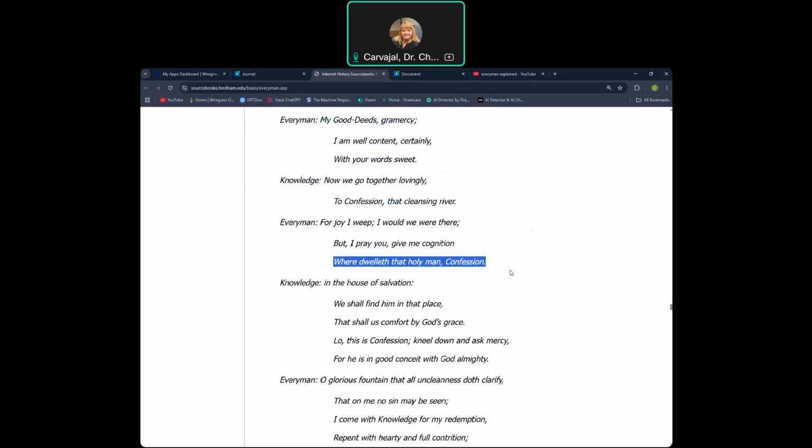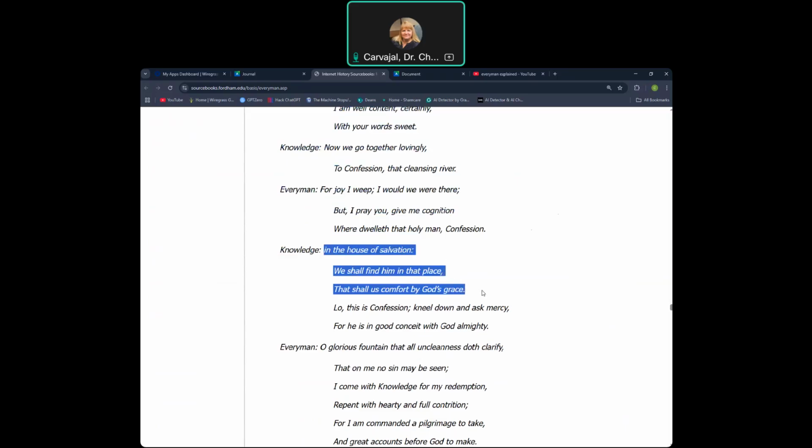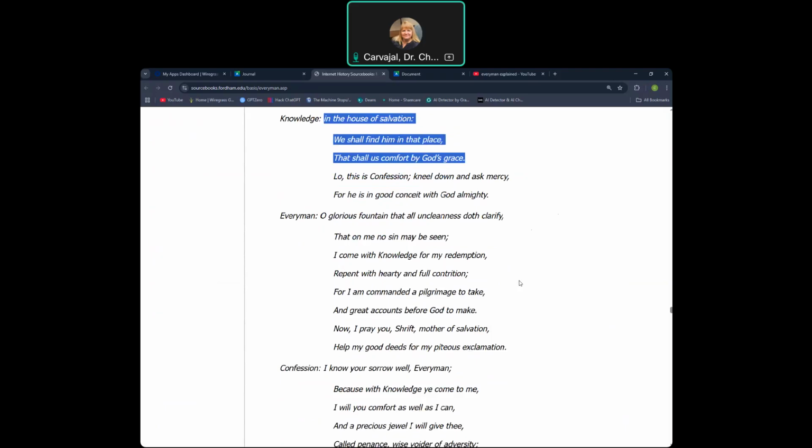And that Confession is a character. And he goes, he's in the house of salvation. Now that's the church. So we shall find him in that place that shall comfort by God's grace. And he goes, lo, this is Confession. Kneel down and ask mercy, for he is in good conceit with God Almighty. So in other words, he is a priest representing God. So come and confess all that you've done.